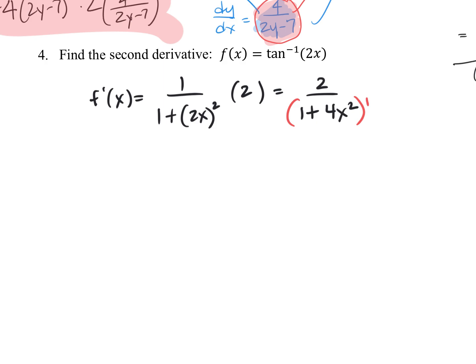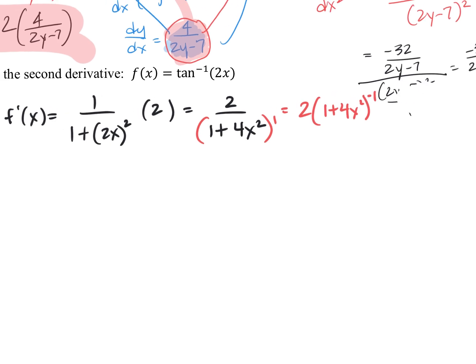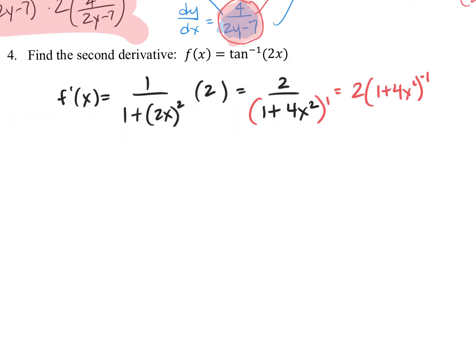Why don't we try that? I feel like we're good at quotient rule, so let's try something different. Let's rewrite this. My first derivative is 2 times (1 plus 4x squared) to the negative first. I'm going to get rid of what we had over here. That's still my first derivative. I just rewrote it. I just moved that denominator up. One more time, this is the first derivative. Let's go do that power rule.